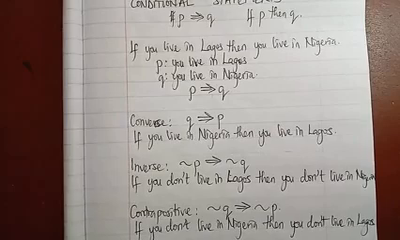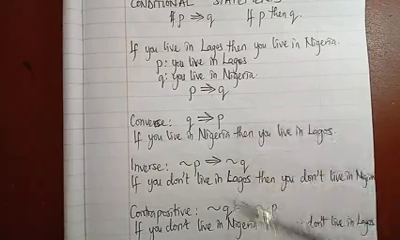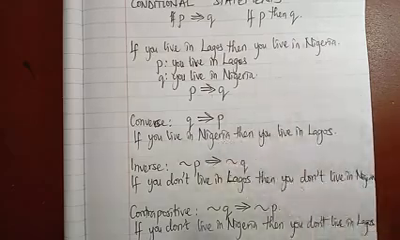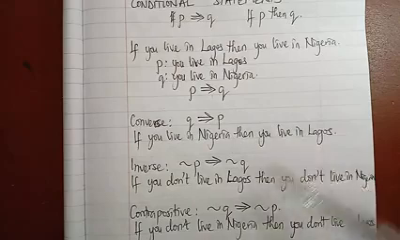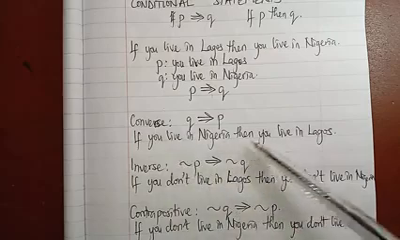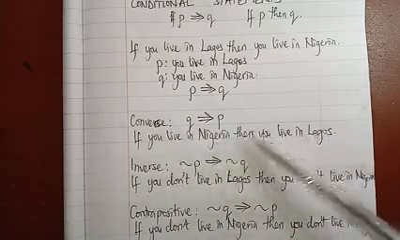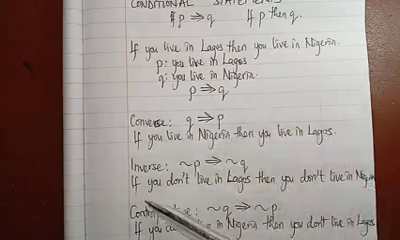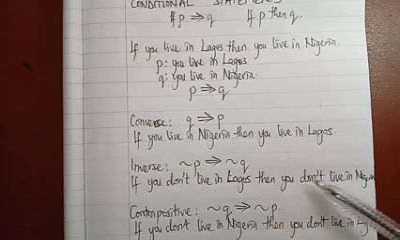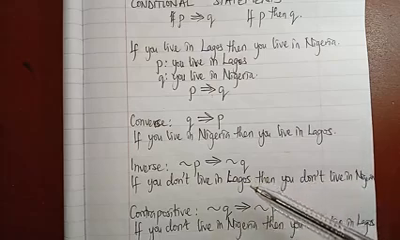Okay, let's check for true statements. We've already agreed that our conditional statement is true because Lagos is inside Nigeria. If you live in Lagos, you definitely live inside Nigeria. Its converse is not true because if you live in Nigeria, then you live in Lagos. There are other parts of Nigeria you can be living at. Its inverse, if you don't live in Lagos, then you don't live in Nigeria, is not a true statement because there are other parts of Nigeria.